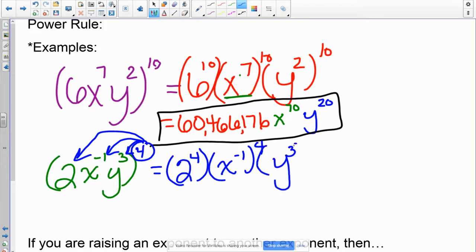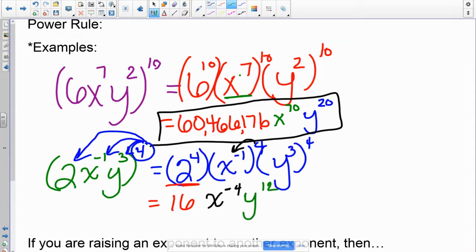Y to the 3rd power, and then to the 4th power. So let's deal with my coefficient. So 2 to the 4th power, so 2 times 2 is 4, times 2 is 8, times 2 is 16. So this would be equivalent to 16. And I know this would be weird to write out, but this means there's 4 groups of x to the negative 1st power. So that would be x to the negative 4th power. And the last one here, we have 4 groups of y to the 3rd power. So y times y times y, and that would be just 4 groups. That'd be multiplication, so y to the 12th power.